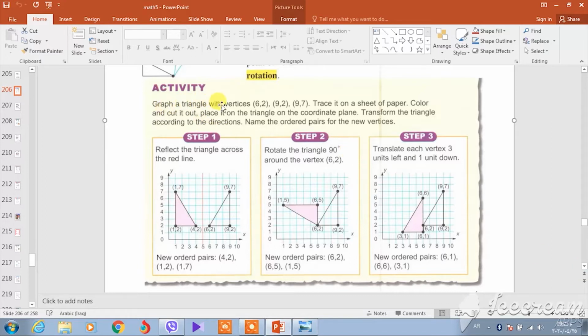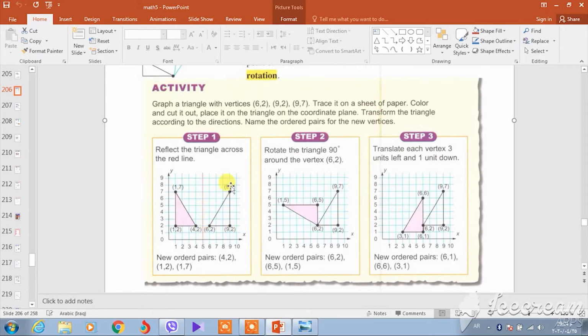Okay, graph a triangle with vertices (6, 2), (9, 2), (9, 7). After that I give you the ordered pairs. Now we have (6, 2); we make the y-axis and x-axis and identify the points. In the x-axis we have 6, in the y-axis we have 2, so this point is (6, 2). After that in the x-axis we have 9 and in the y-axis we have 2, so this point is (9, 2). After that we have (9, 7): in the x-axis we have 9, in the y-axis we have 7. So after that you can make a triangle.